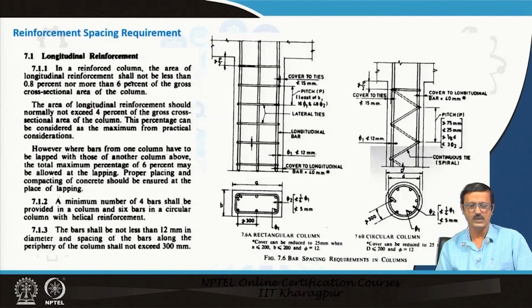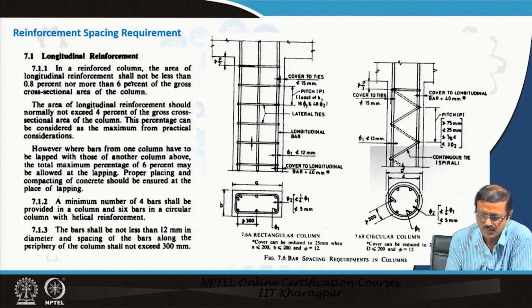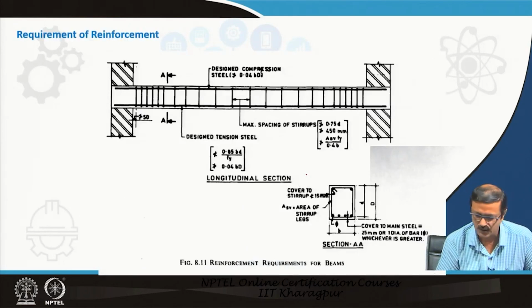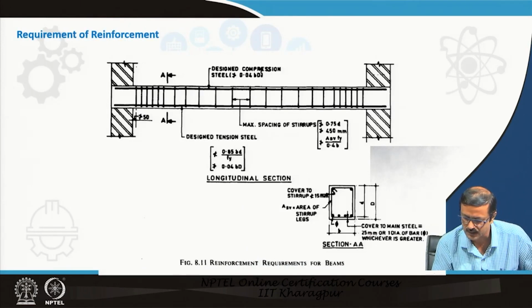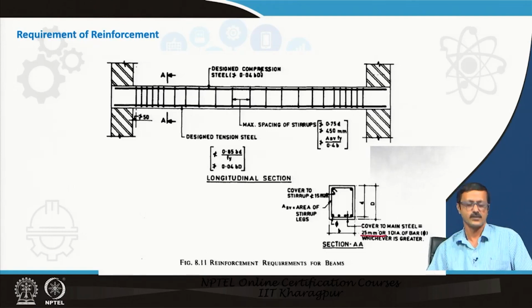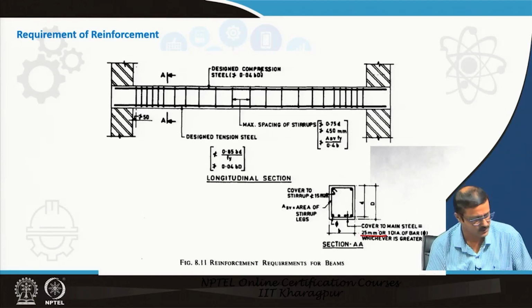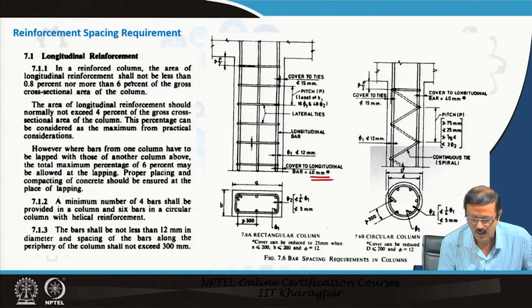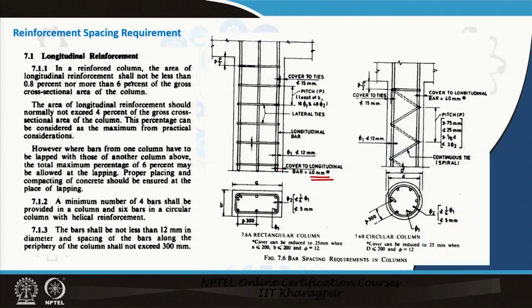So, detailing of the column is also given. How much is your cover? I forgot to mention that in the beam there are cover criteria also. The cover to the steel is 25, which is required to protect the steel from corrosion and all. 25 is for the beam, 40 is for the column. You see in the column it is 40. And how much is the longitudinal bar? This is another very important criterion, that the longitudinal steel bar should not be less than 12.